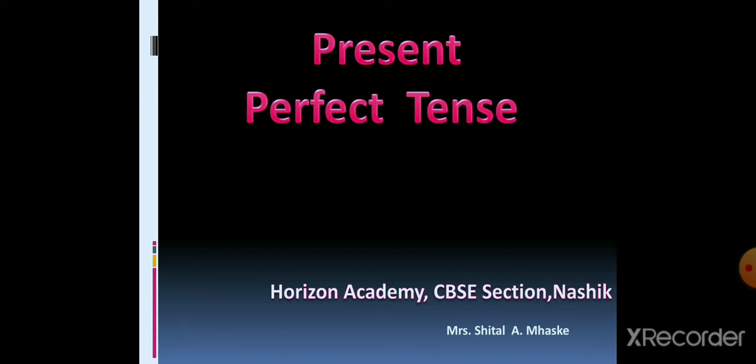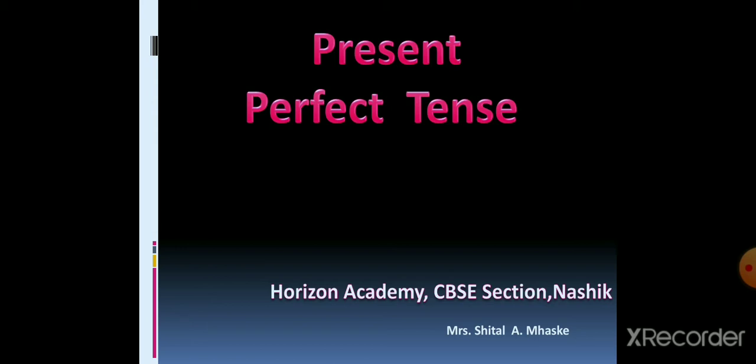Okay, I already explained to you 4 rules for the simple present tense as well as some rules for the present continuous tense and the structure of the tenses. So you have to write it down in your notebook. Today we are going to learn about the present perfect tense.